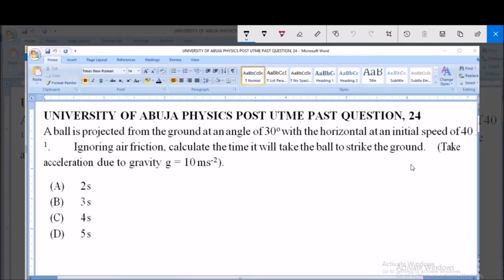Welcome. Today we'll be dealing with University of Abuja Physics Post UTME past question 24.